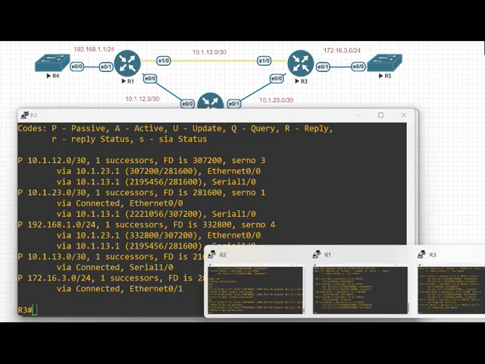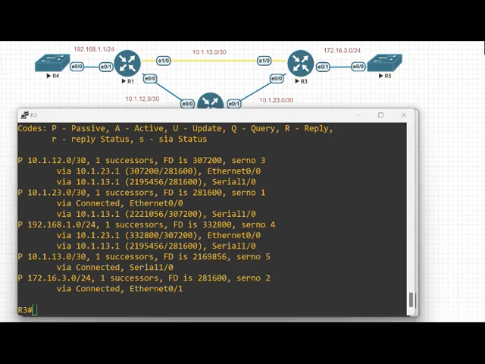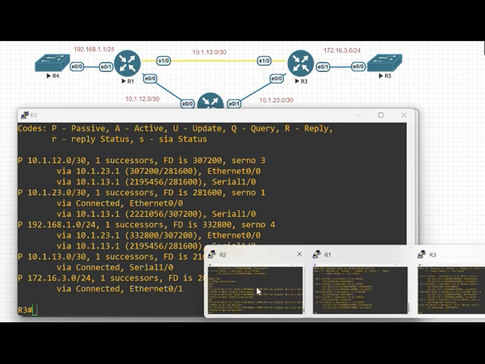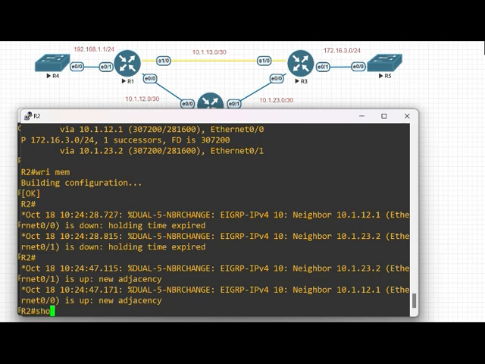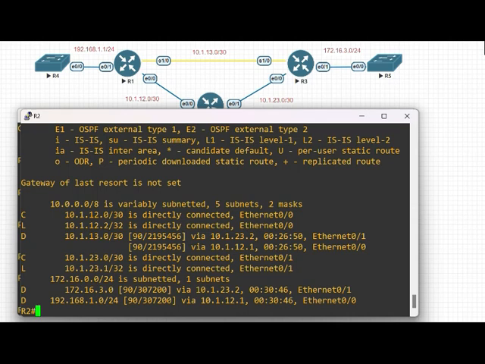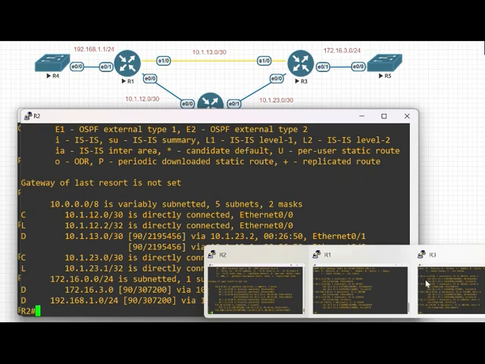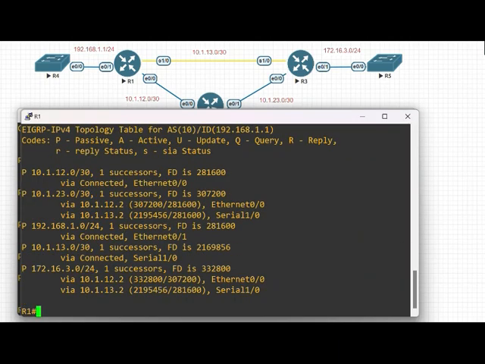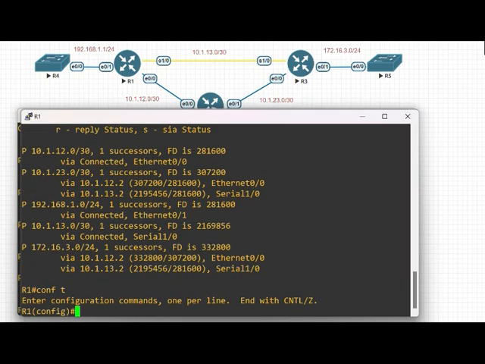Okay, so let's do this from the point of view of router 1. We want to configure R1 as a stub router. Right now, let's look at the R2 routing table. It has the path to 192.168.1, because it's directly connected to R1, right? Now we want to configure R1 to be a stub router.